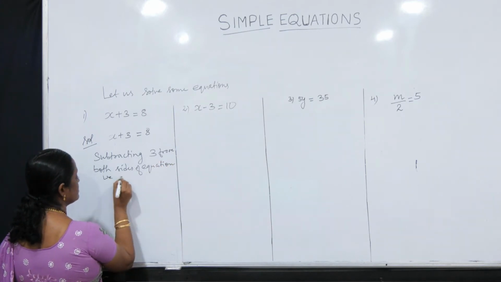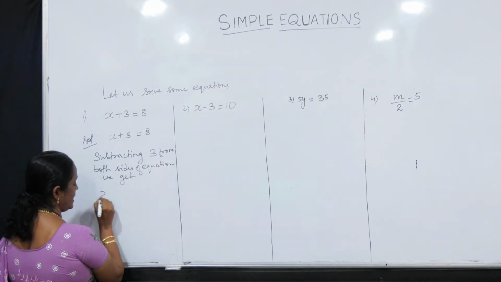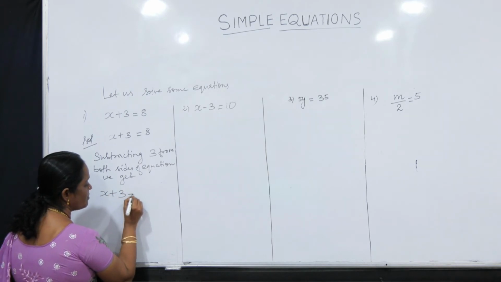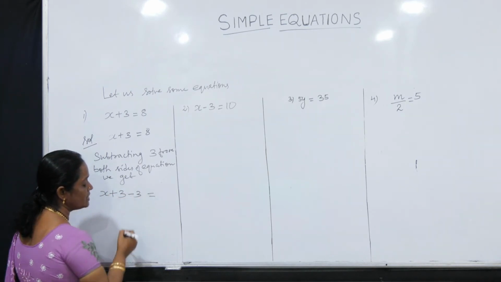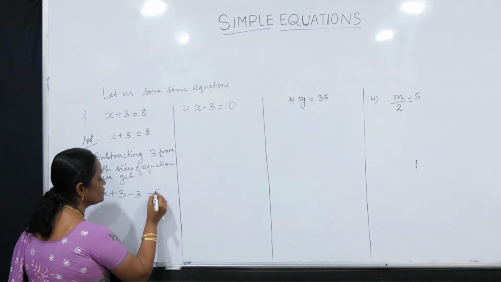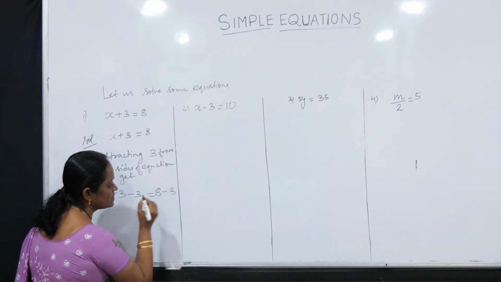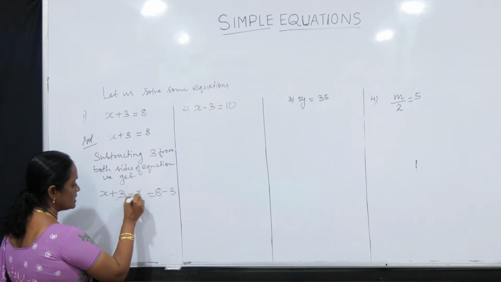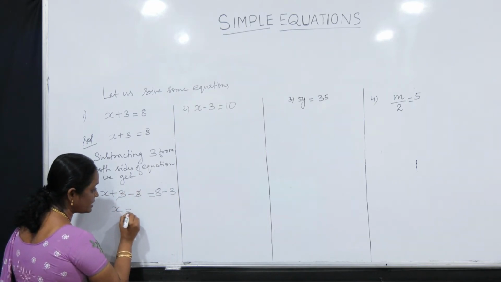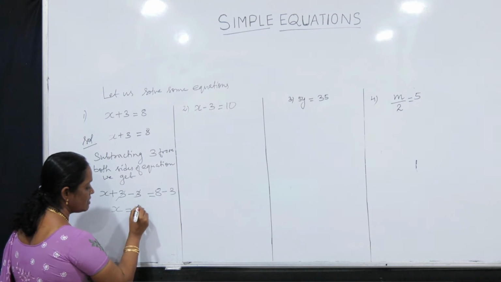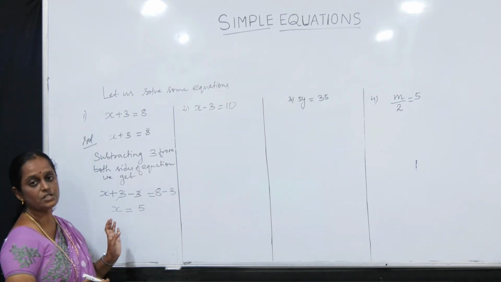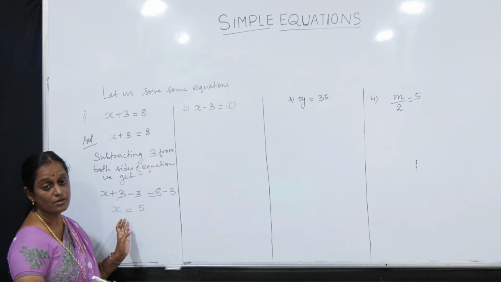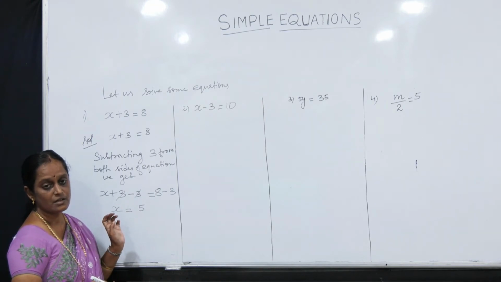We get x plus 3 minus 3. From the LHS we have subtracted 3, and from the RHS also we subtract 3. So here plus 3 and minus 3 get cancelled. Here we will get only x. 8 minus 3 is 5. So now this is the solution of the equation. x is equal to 5 is the solution of the equation.